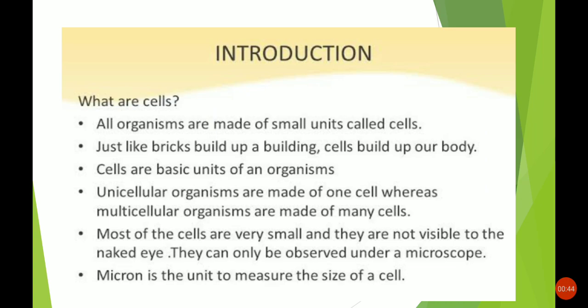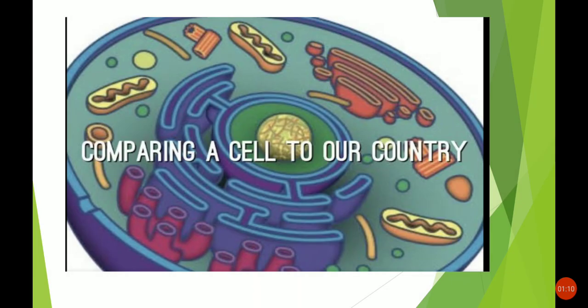Unicellular organisms are made of one cell, whereas multicellular organisms are made of many cells. Most of the cells are very small and they are not visible to the naked eye. They can only be observed under a microscope. Micron is the unit to measure the size of a cell. Okay, next let's move forward.